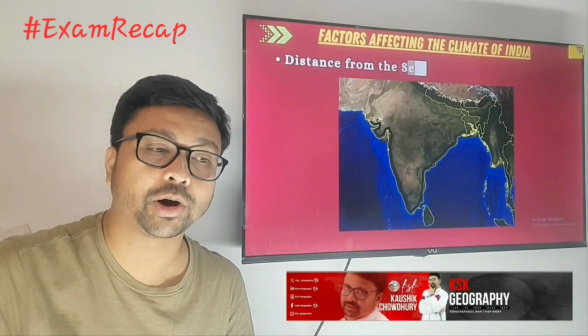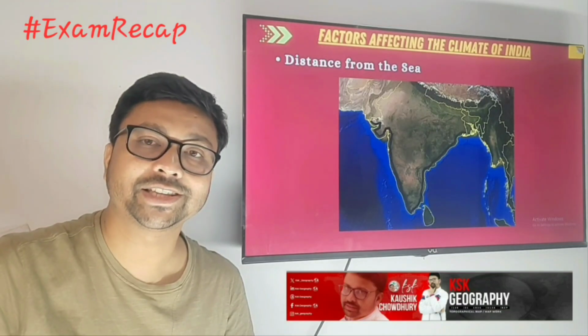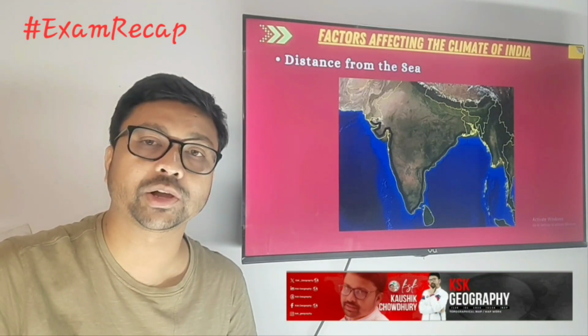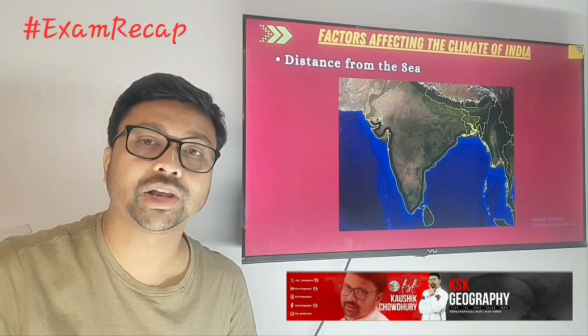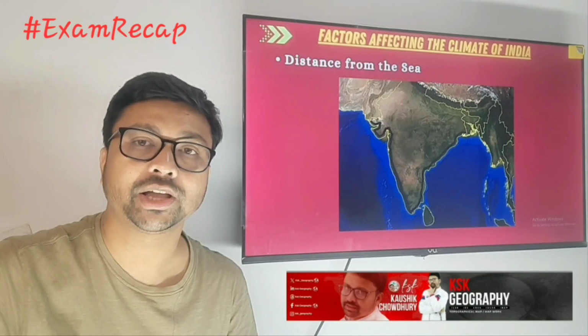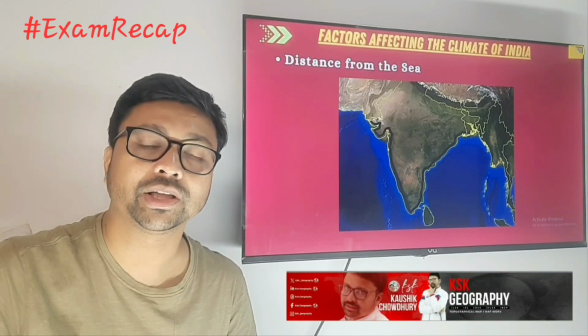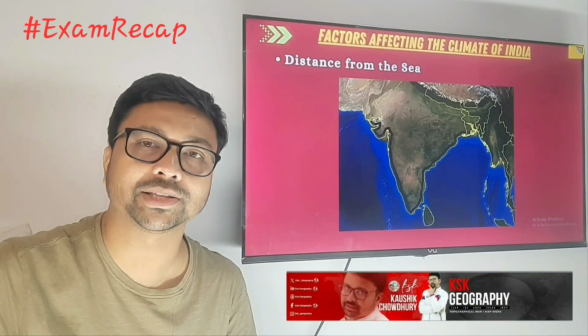Next, you need to know about the distance from the sea. A place close to the coastal area will experience a moderate climatic condition. It means that during summer and winter, the temperature difference is not so much. It will be within the range of 15 degrees Celsius.